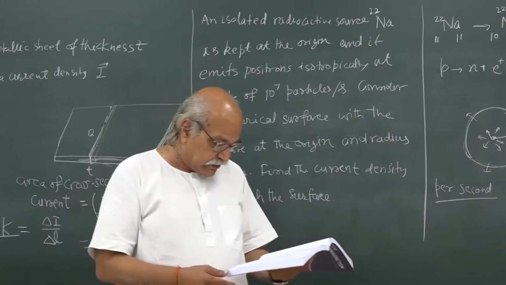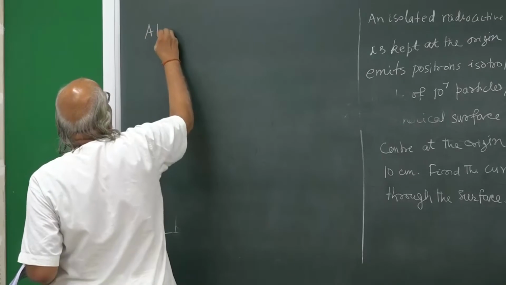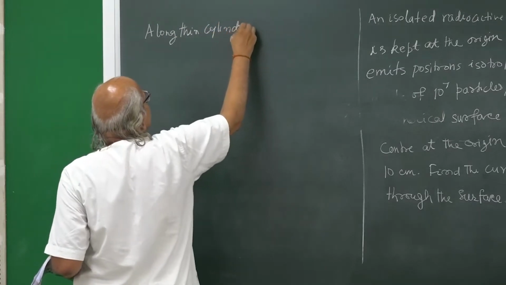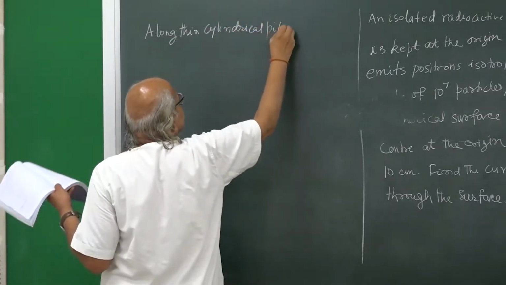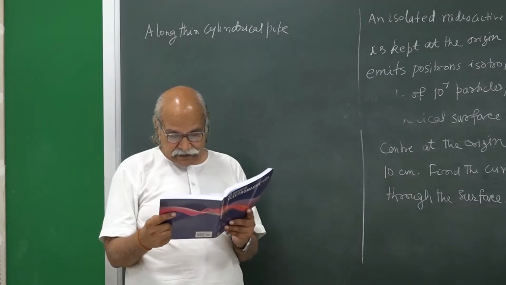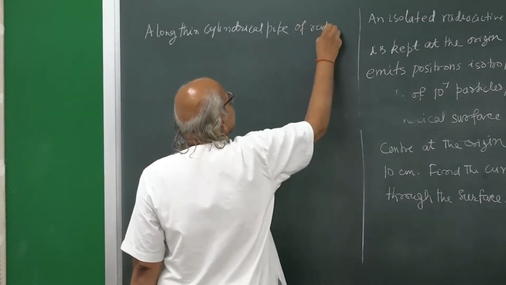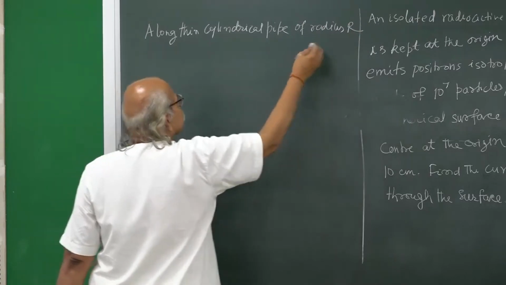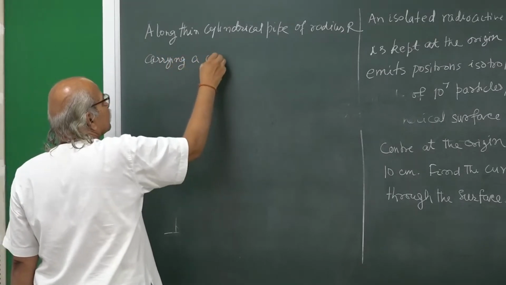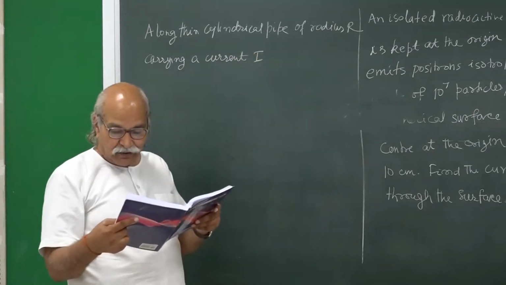Now, the next one is a long thin cylindrical pipe, a long thin cylindrical pipe of radius capital R carries a current I going along its length.